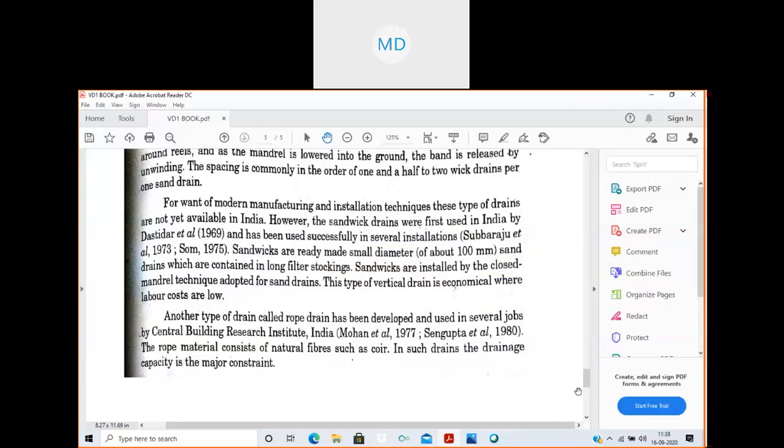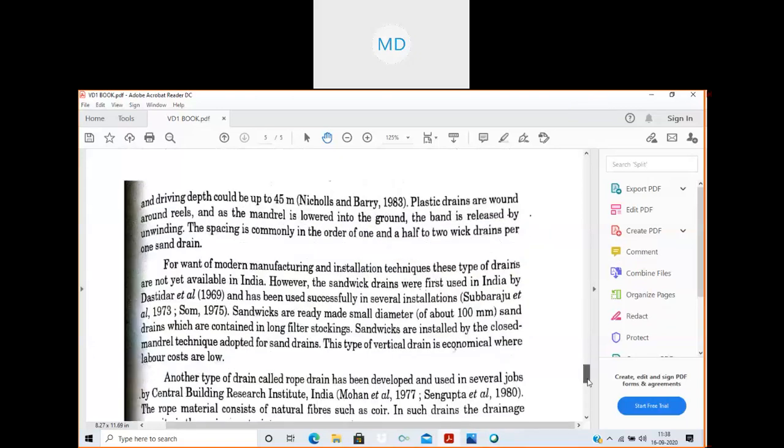These notes, this PDF, I will provide you on WhatsApp. And in the ERP portal, I have uploaded a few videos related to the installation of vertical drains. If you see those videos, it will be clearer to you how the installation is done.